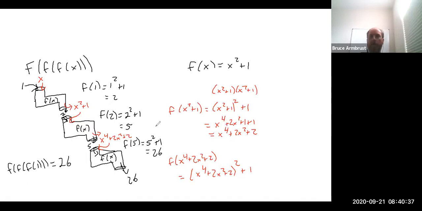So the trick is just keep putting in that rule, whatever that rule is, and make sure you follow it in order. So if it helps to draw the picture, draw the picture. But just realize that you can compose the same function repeatedly. It's totally fine.